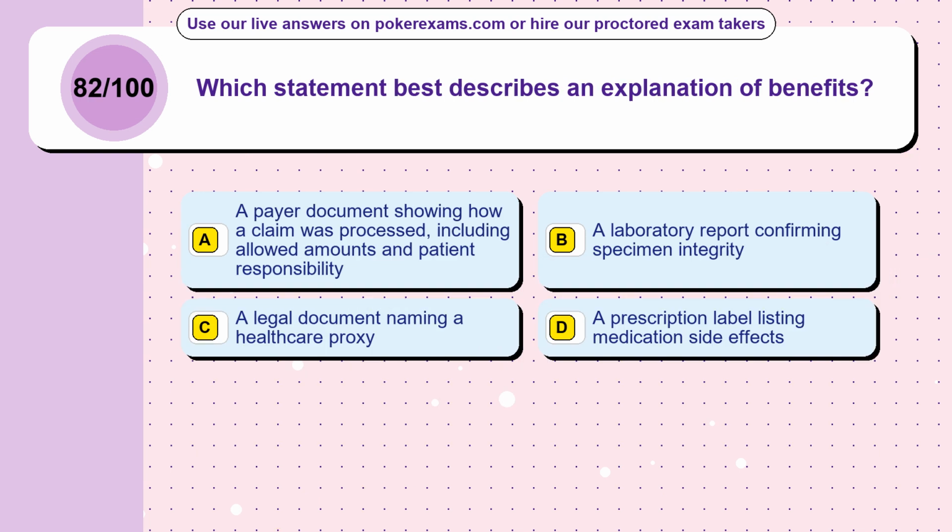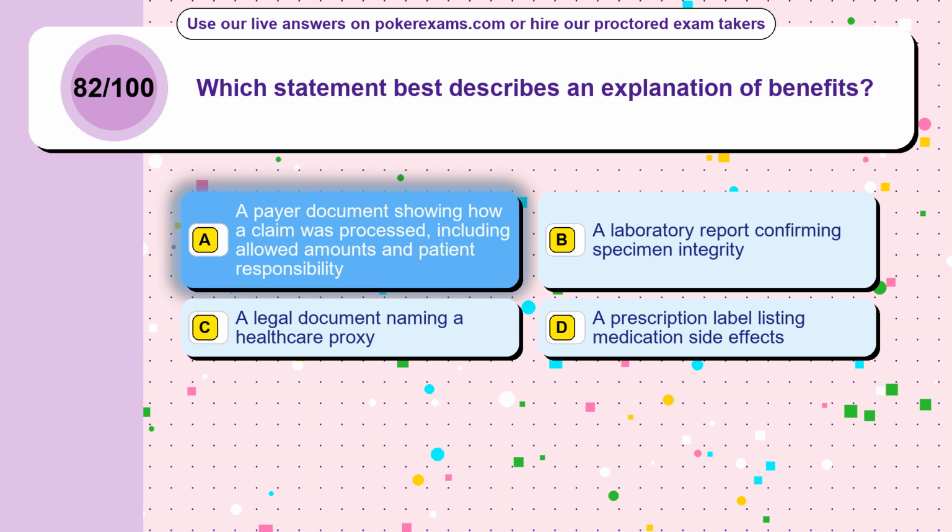Question 82. Which statement best describes an explanation of benefits? Option A, a payer document showing how a claim was processed, including allowed amounts and patient responsibility. Option B, a laboratory report confirming specimen integrity. Option C, a legal document naming a healthcare proxy. Option D, a prescription label listing medication side effects.